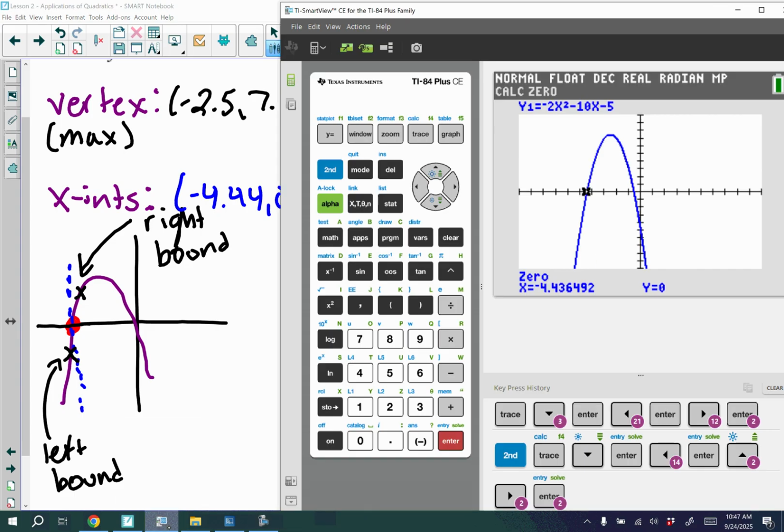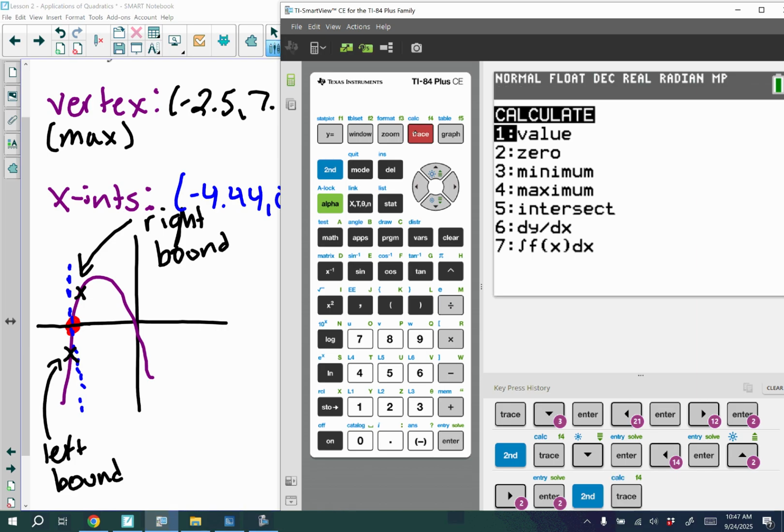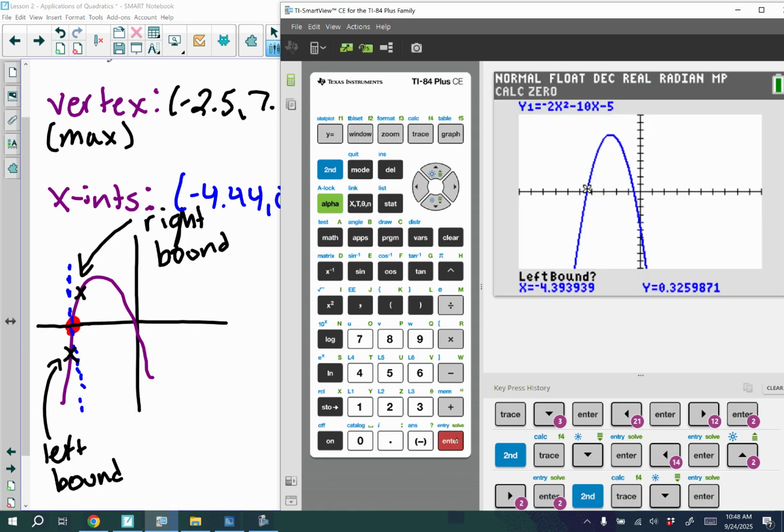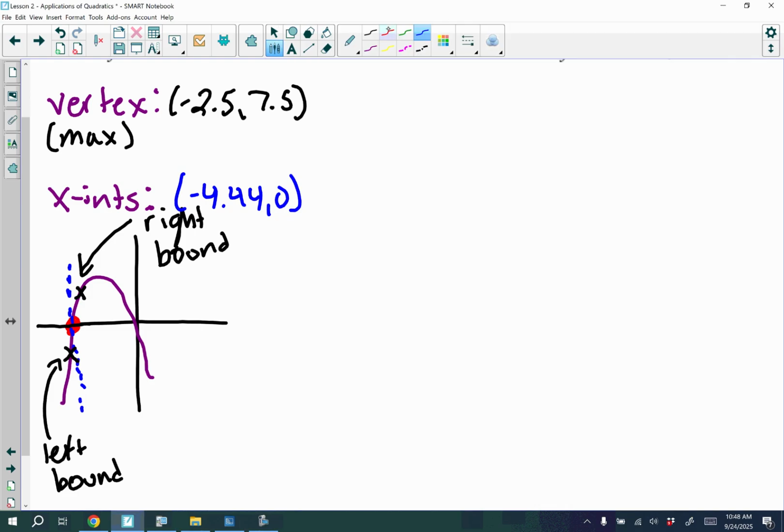Now, here's the thing. We got to do that whole thing again because we got another x-intercept. So I'm going to do second trace. I go once again to number 2 for 0. And then we got to once again do left and right bound. Now, this is going to be different from what we just did. That's where it gets tricky because you're going to have differences. So left bound, here's our x-intercept right here. If I draw my imaginary line, left bound is not going to be below the x-axis. Instead, on this side, left bound is going to be above the x-axis.